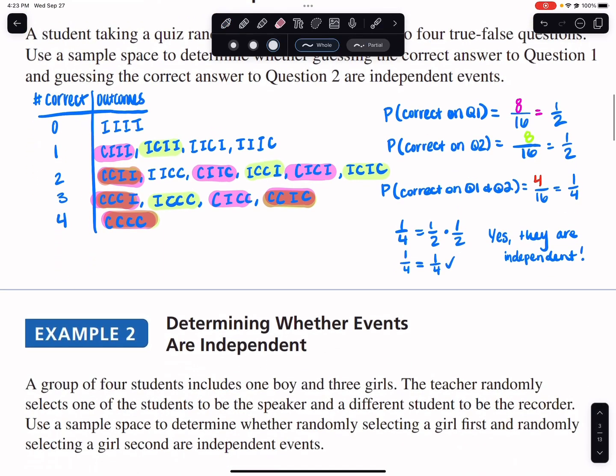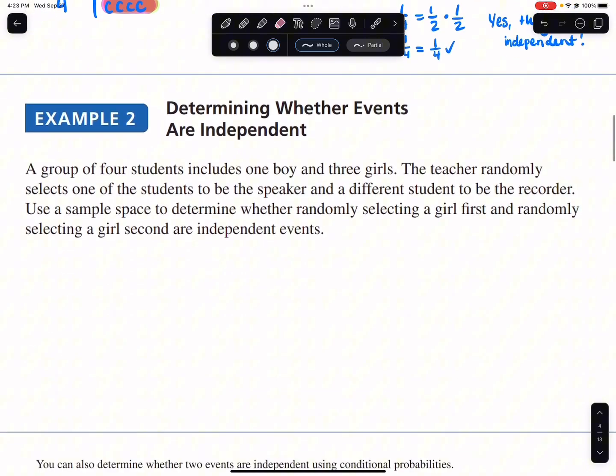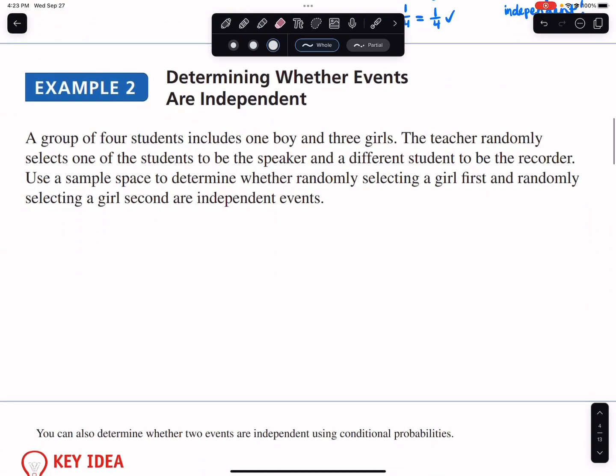All right, example 2. Determining whether events are independent, so another one. A group of 4 students includes 1 boy and 3 girls. The teacher randomly selects one of the students to be the speaker and a different student to be the recorder. Use a sample space to determine whether randomly selecting a girl first and randomly selecting a girl second are independent events.